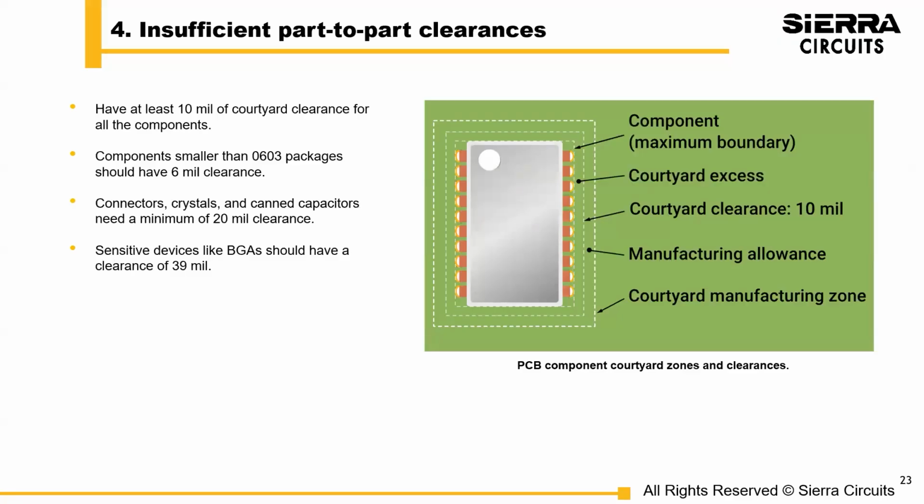When you're designing your PCB layout, maintain adequate courtyard clearance around the components. We recommend at least 10 mil of courtyard clearance for all the components, and components smaller than 0603 packages should have 6 mil spacing. Connectors, crystals, and capacitors need a minimum of 20 mil clearance. Sensitive devices like BGAs should have clearance of about 39 mil.